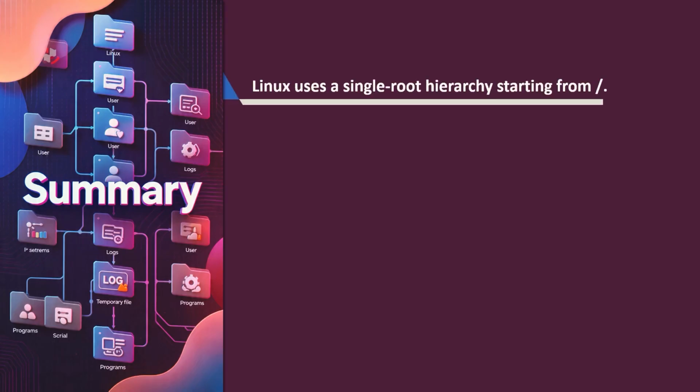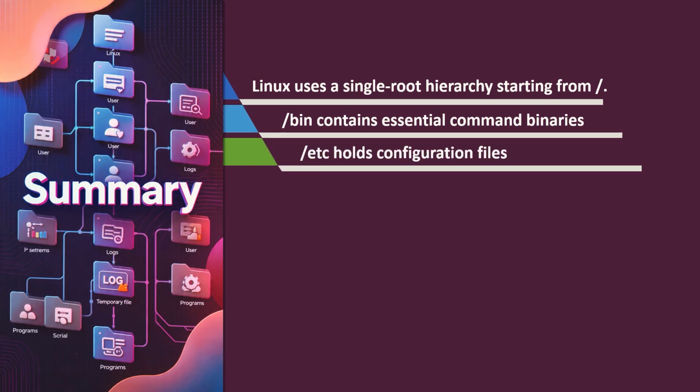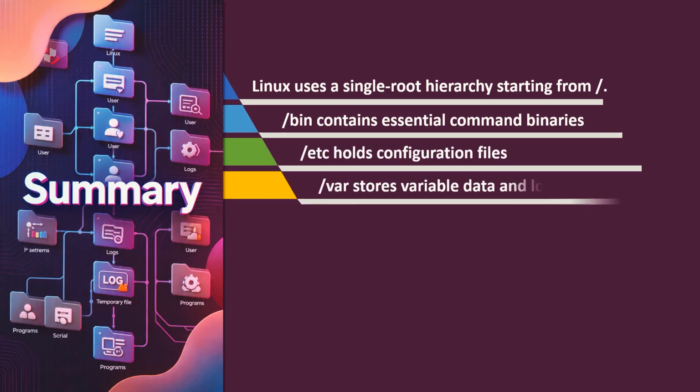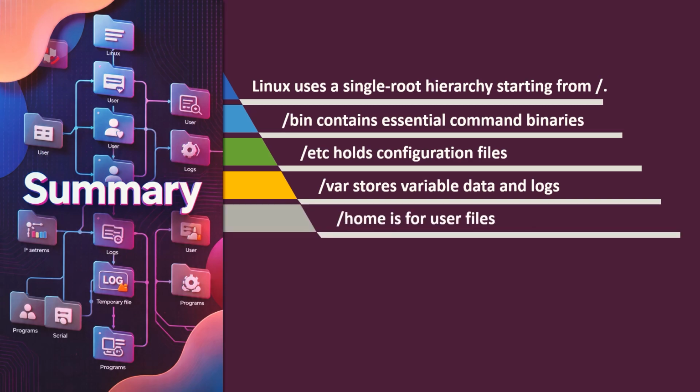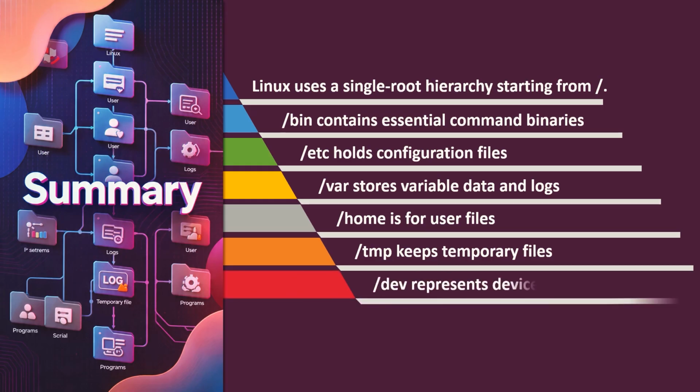Linux uses a single root hierarchy system from /. /bin contains essential command binaries, /etc holds configuration files, /var stores variable data and logs, /home is for user files, /tmp keeps temporary files, /dev represents devices, and /proc gives live system information. Together, these directories form the foundation of the Linux operating system.